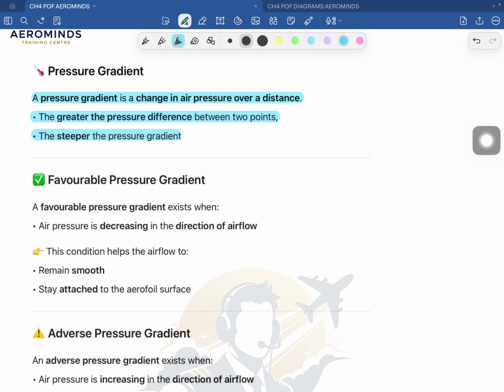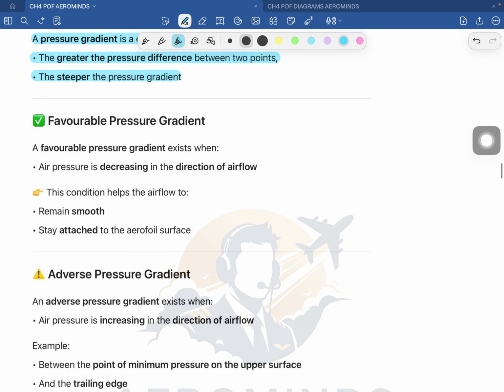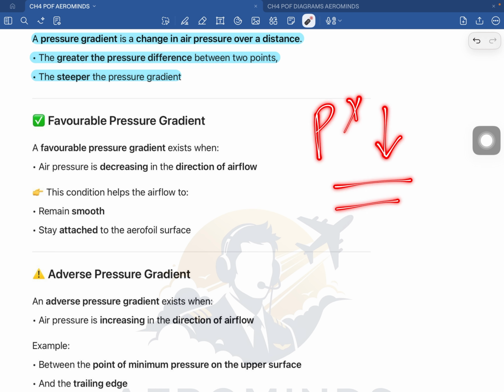Got it? Now, when air flows over a wing, the pressure does not stay the same all over the surface. It keeps on changing. So in some regions, the pressure decreases in the direction in which the air is moving. And in some regions the pressure increases in the direction in which the air is moving. Now these two situations are extremely important and they have some special names.